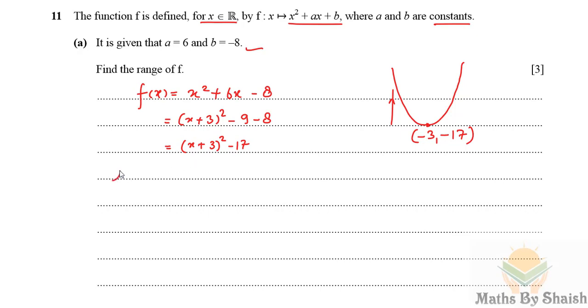So the range of f is going to be f of x greater than or equal to minus 17, because the square would always be positive whatever value we put, all the real numbers, and since it is going to be greater than or equal to 0, f of x will always be greater than or equal to minus 17. I hope it is clear. Let's do the b part of this question.